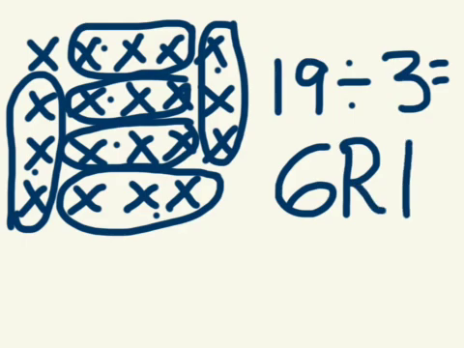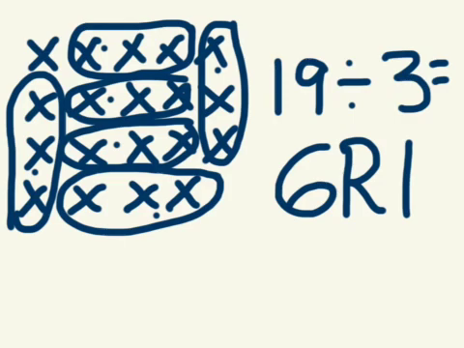If you think you understand, we're going to do a couple of review questions, and I'm going to get you to do them on your own on the whiteboard. So again, you're going to draw out the number of counters. It could be X's, it could be dots. You're going to put them into groups, and you're going to find out what the remainder is.